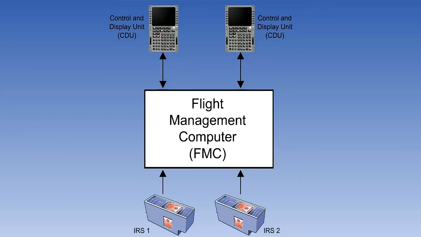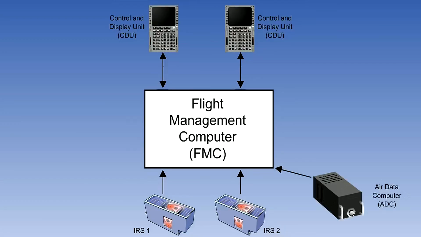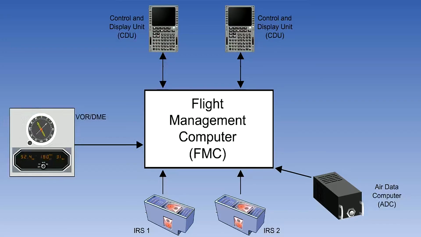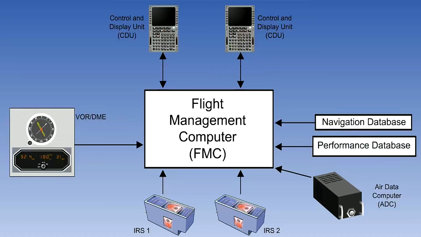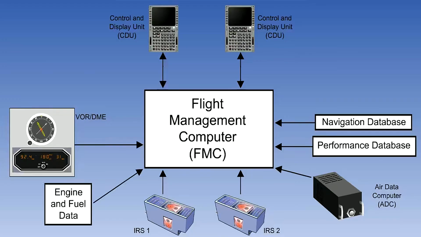Two or possibly three inertial reference systems to provide position, altitude, acceleration and velocity information to the flight management computer. An air data computer or ADC to give altitude and airspeed information. There are radio navigation inputs, navigation and performance databases in order to provide route, navigation aids and basic aircraft data, and engine and fuel data.